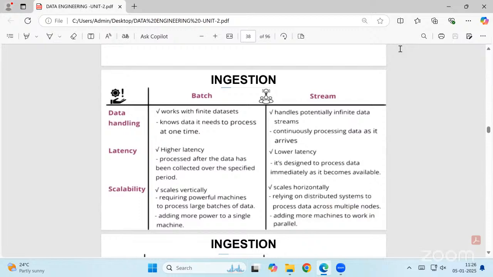Now latency: how much time it will take to process. High latency: processed after data has been collected over a specific period. As I already told you, over a specific period of time you will collect the data. But here, low latency: it is designed to process data immediately as it becomes available. Our current message passing mechanisms are stream based. Our mails, WhatsApp chats, Facebook chats, all of these: I generate data and send a message to the destination. As soon as I send the mail, does it immediately reach your mail address or not?